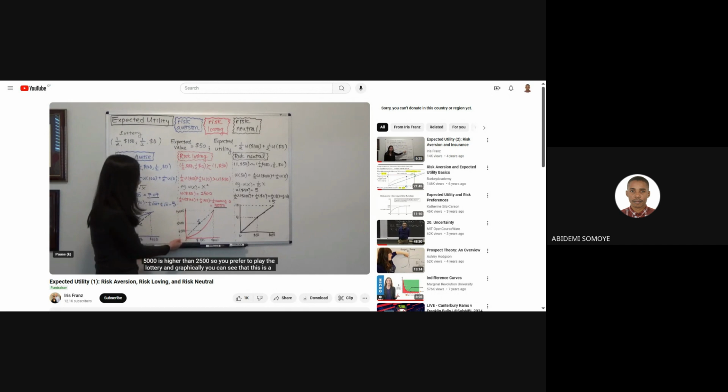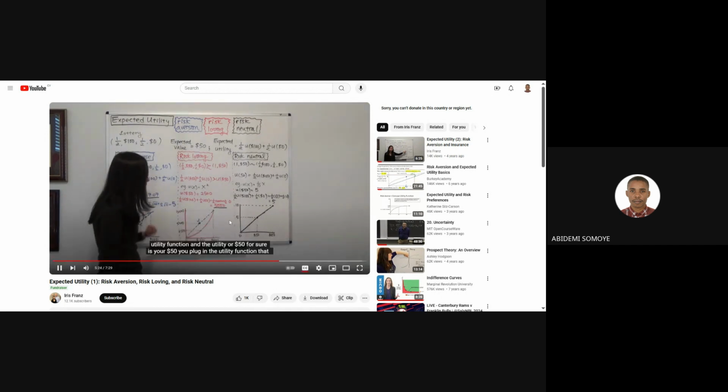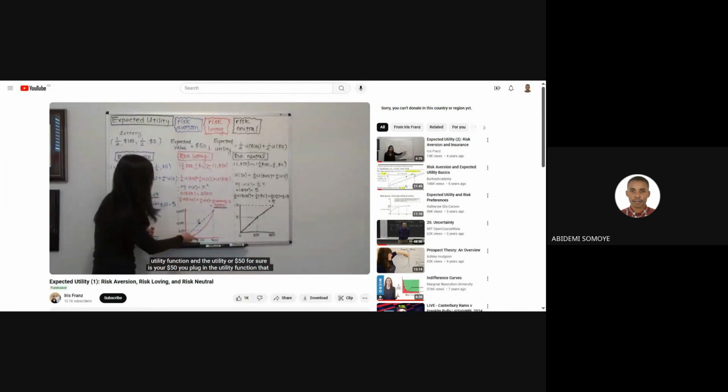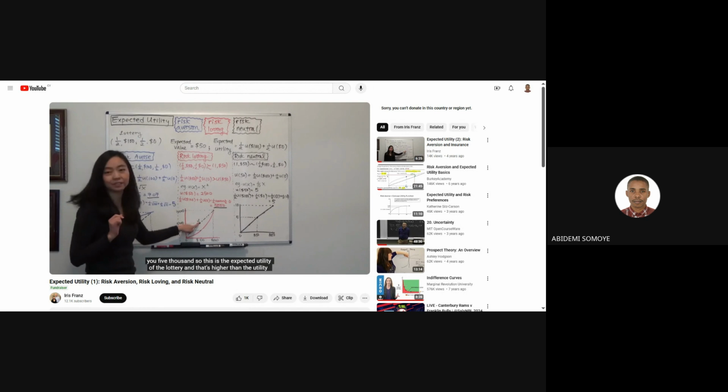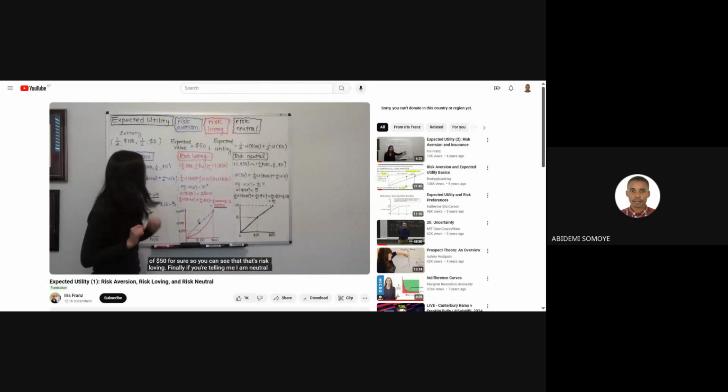And graphically, you can see that this is a utility function, and the utility of $50 for sure is here. So $50, you plug in the utility function, that gives you 2,500. But what is the expected utility of the lottery? So you do a half times 10,000, that's the utility from $100, plus a half times 0, because 0 squared is still 0. And that gives you 5,000. So this is the expected utility of the lottery, and that's higher than the utility of $50 for sure. So you can see that that's risk loving.